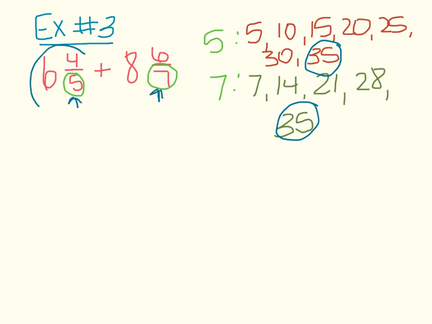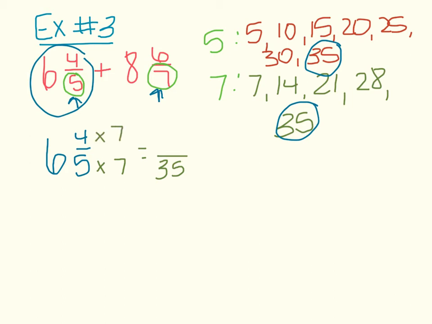So let's start with the first mixed number. 6 4/5. I have to get it to 35 on the bottom. I know 5 times 7 is 35. So I have to do the same thing to the top. 4 times 7 is 28. And remember, you just keep the whole number. So I just changed 6 4/5 to 6 28/35.